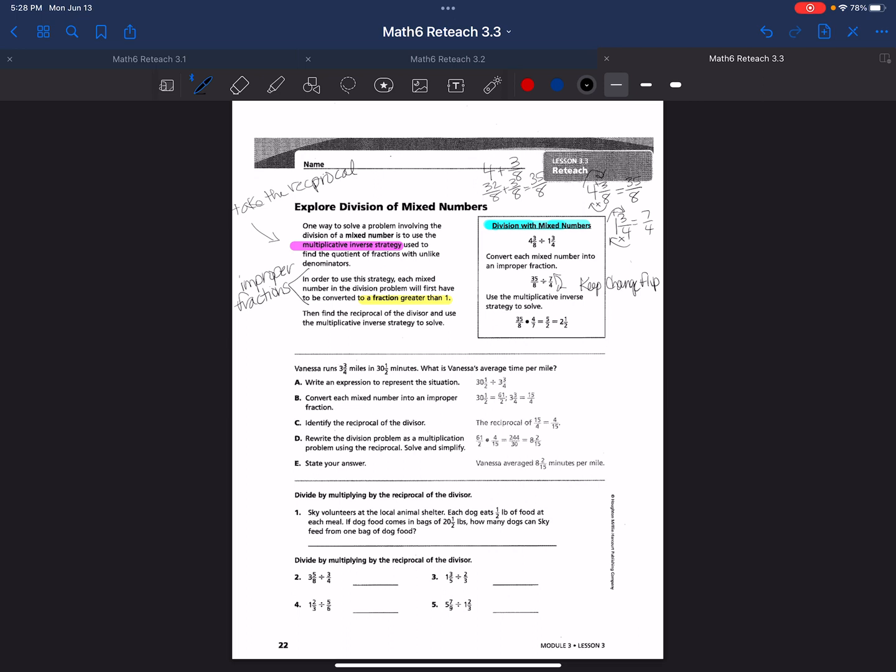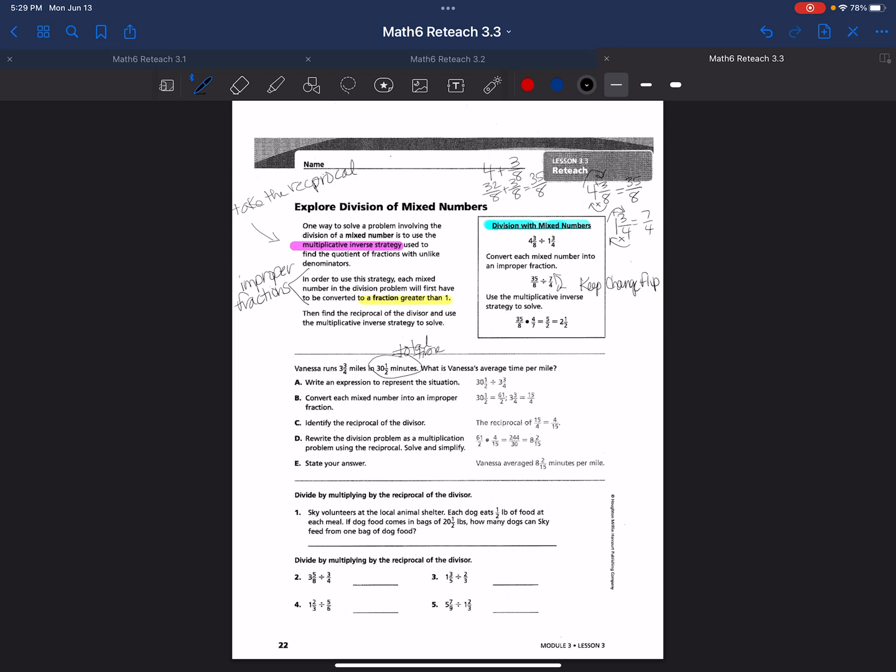Vanessa runs 3 3/4 miles in 30.5 minutes. What is Vanessa's average time per mile? Well, we know that when we're talking about time per mile, that's the unit rate. But when we look at this question, which is the whole amount? We know this here will be the total time because we're doing time per mile. So let's write an expression to represent the situation. That's 30.5 divided by 3 3/4.